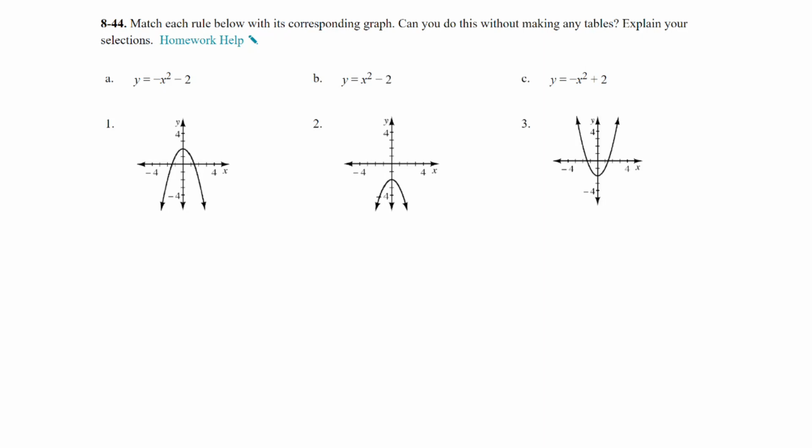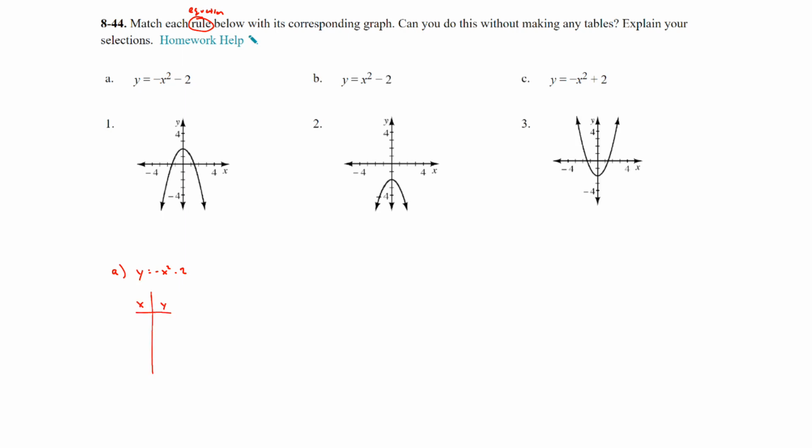Question 44. Match each rule below with its corresponding graph. Can you do this without making any tables? Explain your selections. And when it says match each rule, that's also talking about an equation, just another way to say that. So we need to match them up. So y is equal to negative x squared minus 2, y is equal to x squared minus 2, and y is equal to negative x squared plus 2. So you can see that the vertex is in different positions on each of these, and they all appear at x equals 0. So we could find a couple of values on each of these and see if we can match it up without necessarily graphing the whole thing.